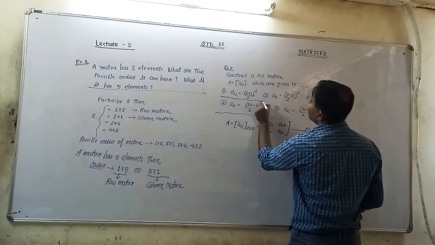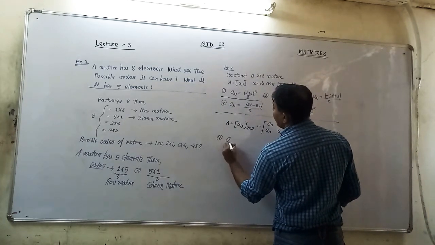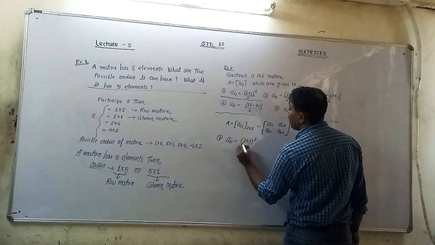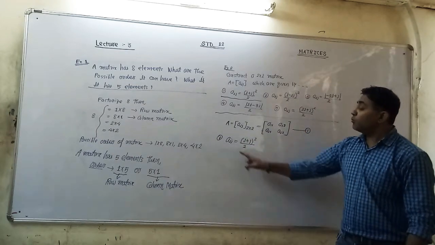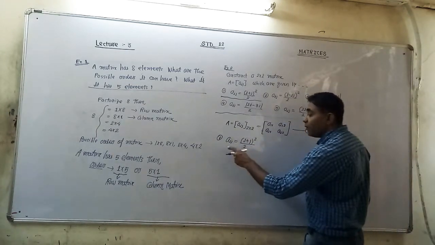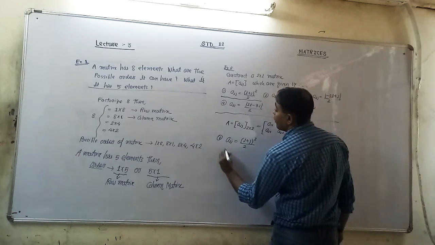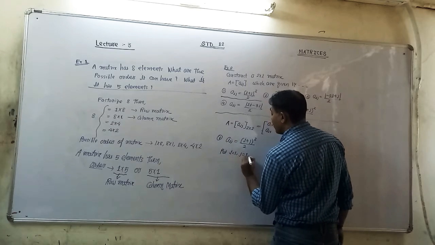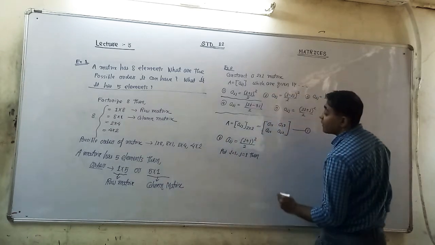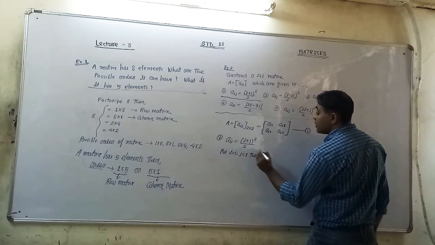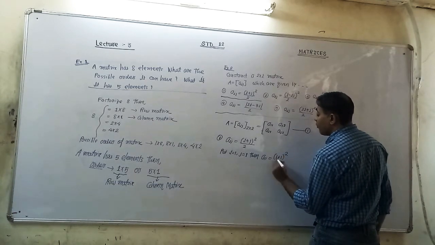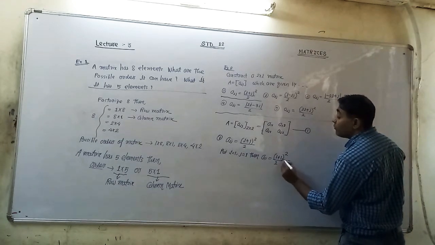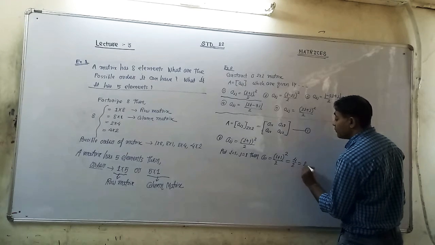Now let us solve the first question. First question is Aij equals (i plus j) whole square divided by 2. So put i equals 1 as well as j equals 1. Then we get A11. Putting the values, 1 plus 1 whole square by 2. So 1 plus 1 is 2, square is 4, by 2 is 2.